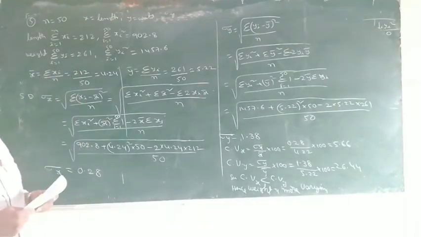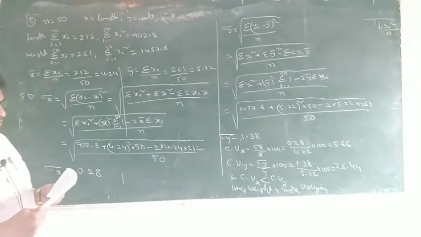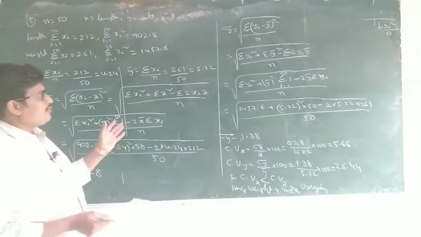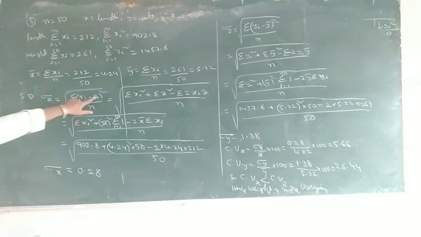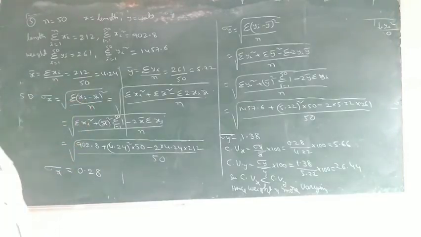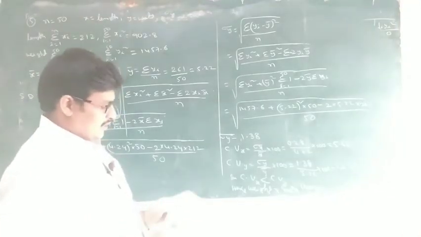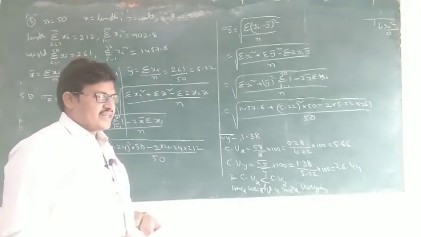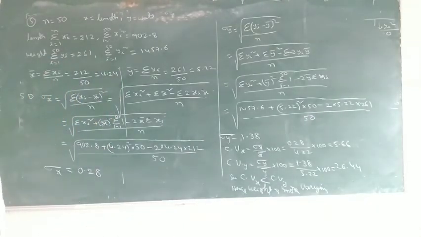Okay, clear? This is the fourth problem, after the third problem. The fourth problem is the same, using xi minus x bar by n. Simple problem. Homework: complete this statistics chapter. Okay, thank you.